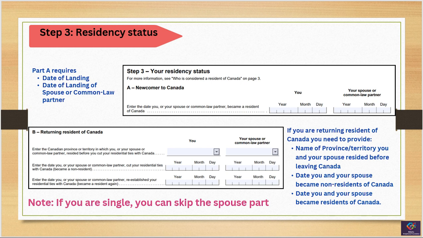Now, for the second situation, in part B. This relates to those who were residents of Canada earlier, but somehow left Canada and are now returning. In this case, you must provide some additional information in part B, like the name of the province or territory where you and your spouse resided before leaving Canada, the date you and your spouse became non-residents of Canada, and the date you and your spouse became residents of Canada again. Note, if you're single, you can skip the spouse part.